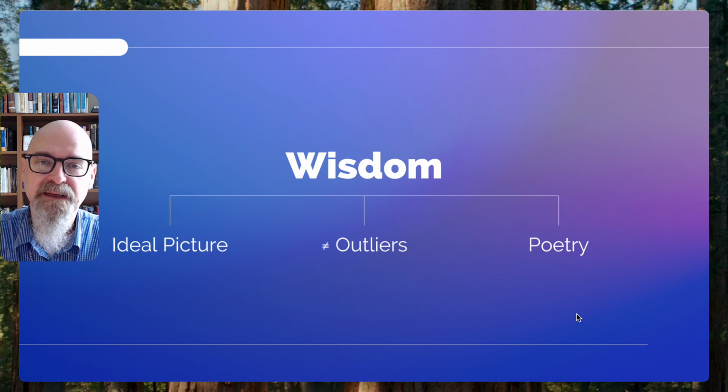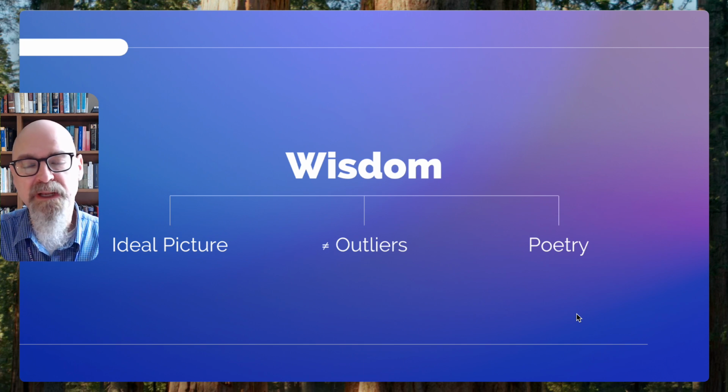So as a whole, remember that wisdom is presenting an ideal picture. It doesn't deal with the particulars of your particular case or with outliers. It only deals with the main ideal picture. And there's overlap with poetry that helps us dig into how is it structured and how can we think more carefully about the ideal picture that it presents.